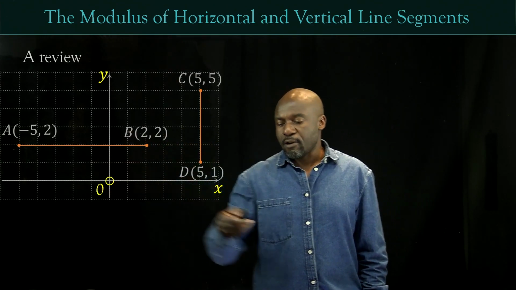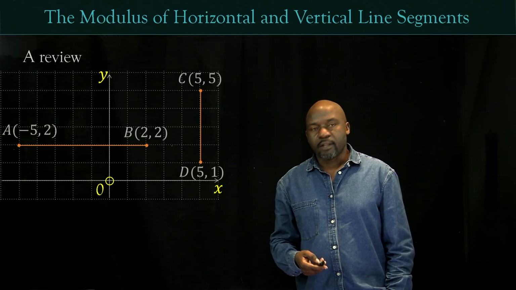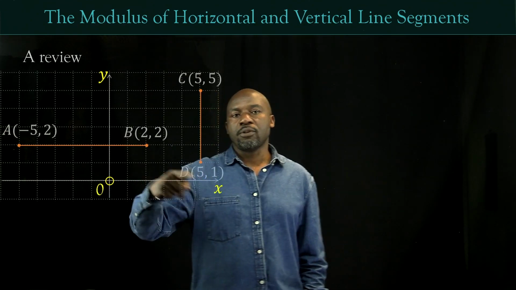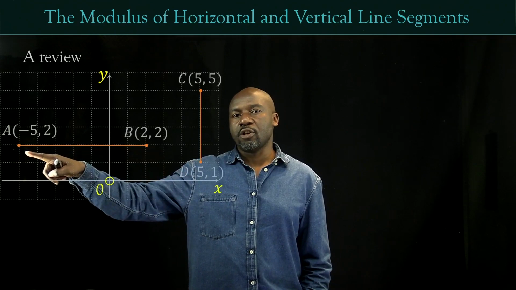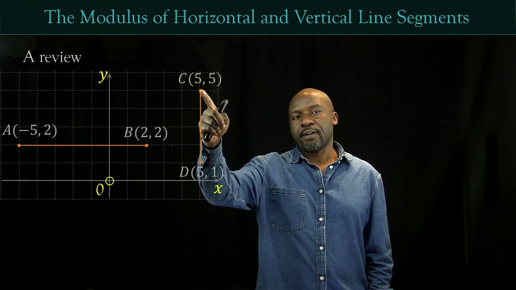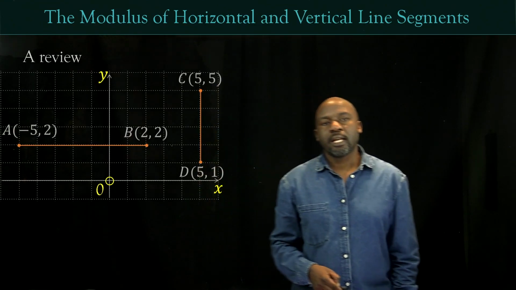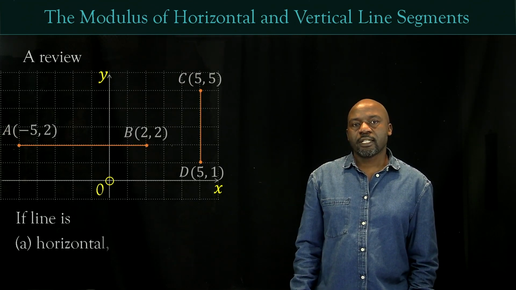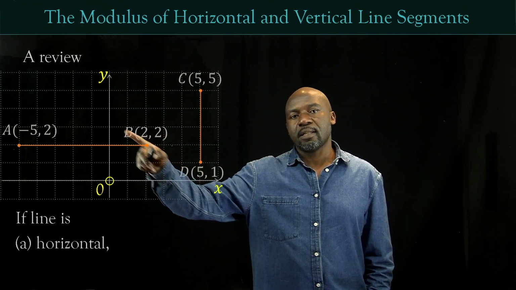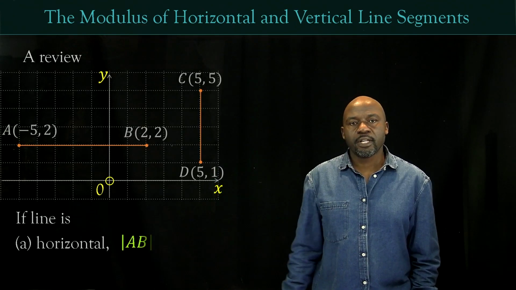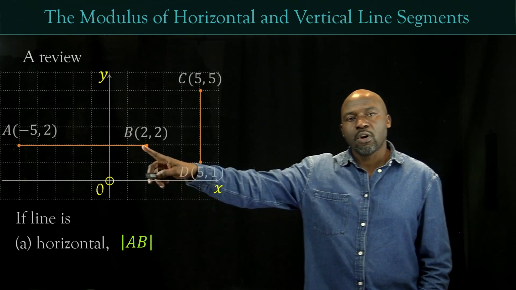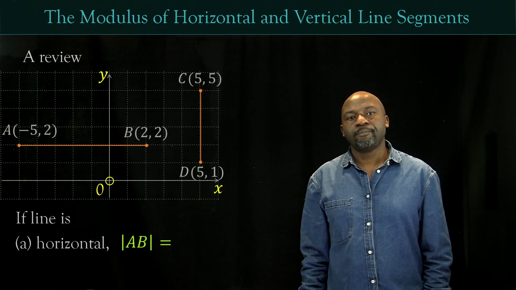To find the length of the line, we need to take the final point. We are always thinking of moving in the positive x direction, and that's the final point and that's the initial point, although it doesn't really matter. Then you think of the positive y direction, that's the final point and that's the initial point. If the line is horizontal, such as AB, we must take the x coordinate of the final point and subtract the x coordinate of the initial point. In this case, the modulus of AB must be 2 minus negative 5.